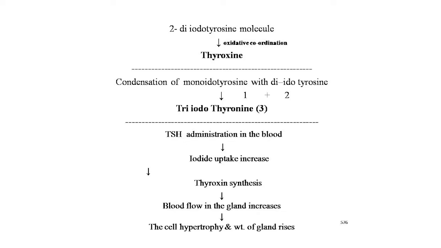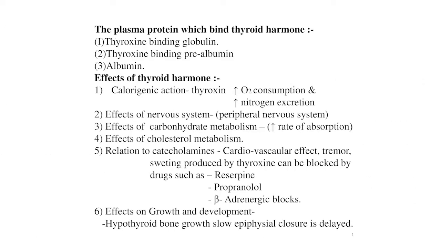Now the condensation of the monoiodotyrosine with diiodotyrosine, that is position 1 plus 2, gives triiodothyronine, T3. With TSH administration in the blood, iodide intake increases, then thyroxine synthesis increases, blood flow in the gland increases, the cells hypertrophy and the weight of the gland rises. The plasma proteins which bind thyroid hormones are thyroxine binding globulin, thyroxine binding prealbumin and albumin.